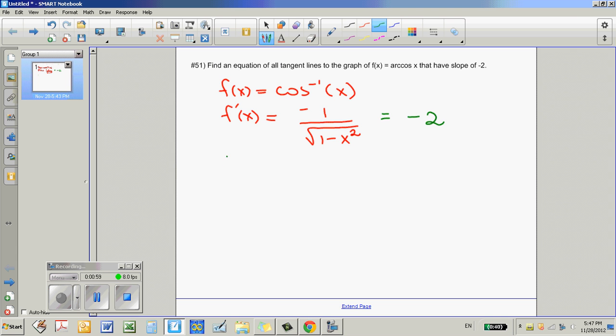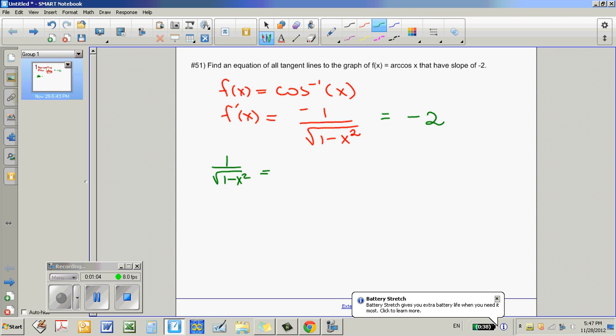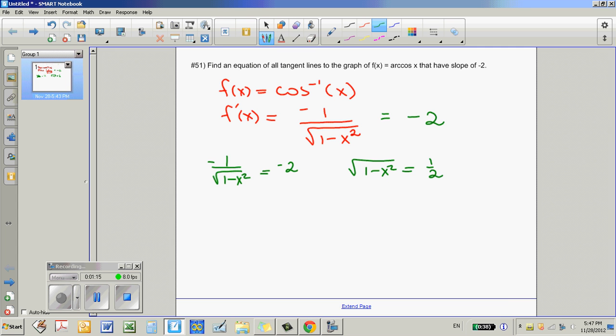If you are looking for 1 over the square root of 1 minus x squared to be equal to -2, then you want the square root of 1 minus x squared to be positive 1/2. Okay, because 1 over 1/2 will give you 2, and they're both negative. So what we're going to do is square both sides, and we get 1 minus x squared is equal to 1 over 4, which will result in x squared being equal to 3/4.